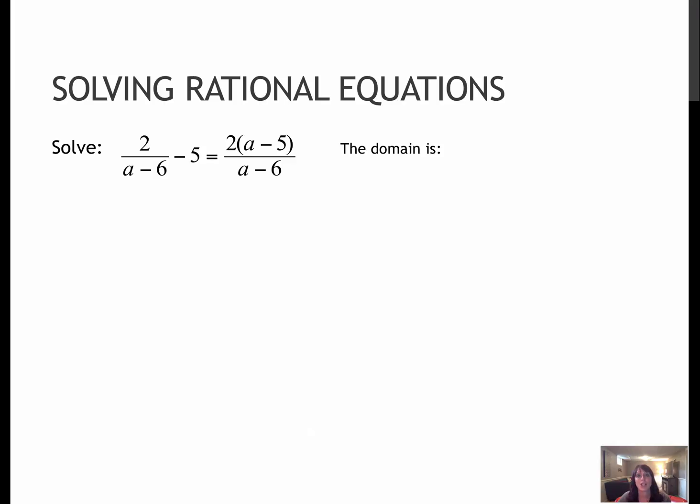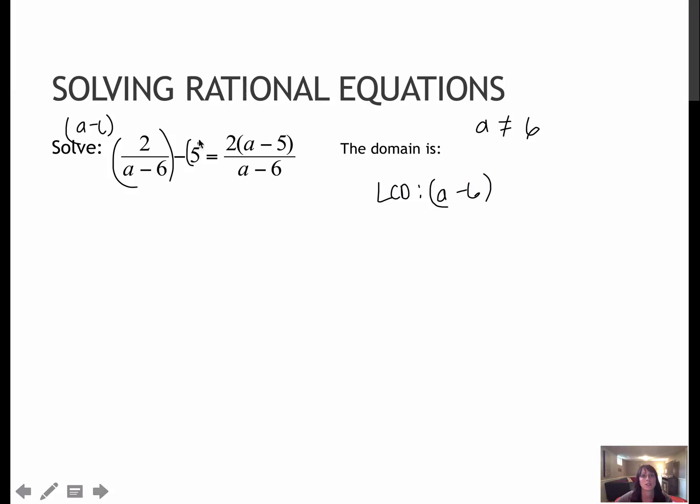I did skip the check on the last question just because I was running out of room. Feel free to go ahead and do that check. In this case, again, I'm looking at my domain first. The domain would be all of the values such that a was not 6, because if I plugged in a 6 here or here, that would make the denominator 0. Now I'm going to multiply everything by the least common denominator, which would be a minus 6. So I'm going to take every term times a minus 6.